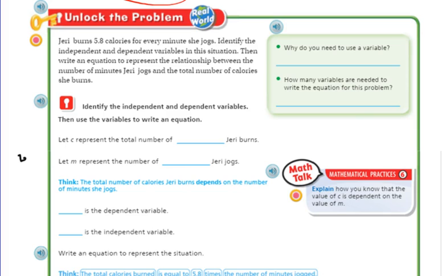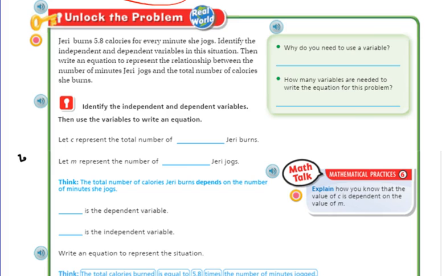Please follow along as I read. Jerry burns 5.8 calories for every minute she jogs. Identify the independent and dependent variables in this situation. Then write an equation to represent the relationship between the number of minutes Jerry jogs and the total number of calories. All right, now I'm going to read that one more time, and this time I'm going to code it up and underline the key pieces of information.